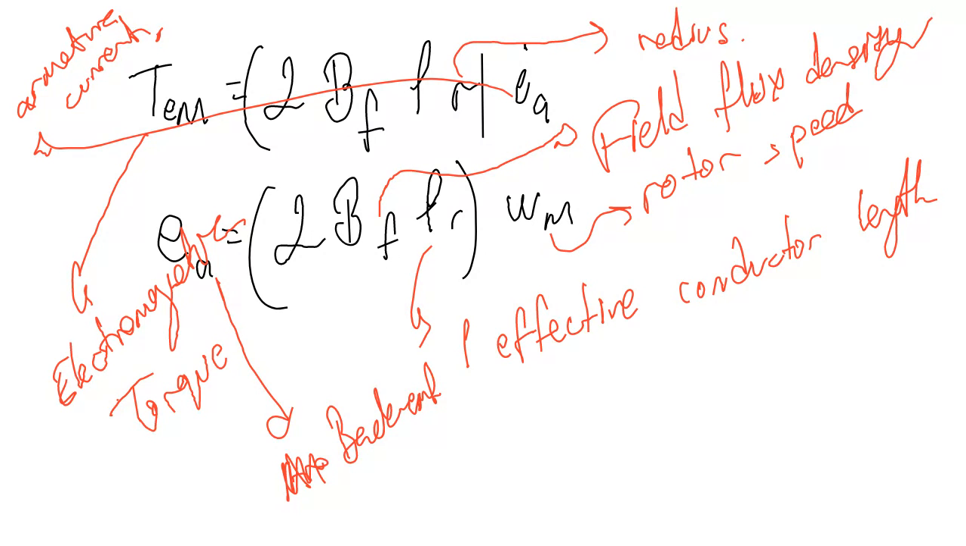The armature current, i.e. the supply, divides equally between two circuits connected in parallel. Each circuit consists of half of the total conductors, which are connected in series. All conductors under a pole have currents in the same direction. The respective forces produced on each conductor are in the same direction and add up to yield the total torque.